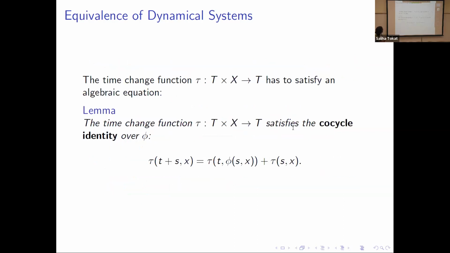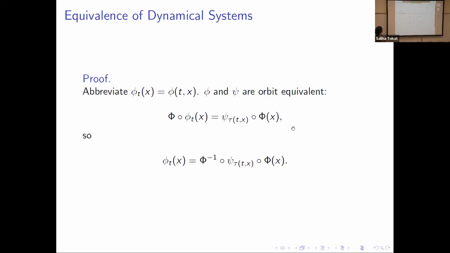And there is a lemma in here. This tau has to satisfy an algebraic equation. The algebraic equation is this. It's a cocycle identity over the flow phi: tau(t plus s, x) equals tau(t, phi_s(x)) plus tau(s, x). Also, this abbreviation: phi sub t equal to phi(t, x).